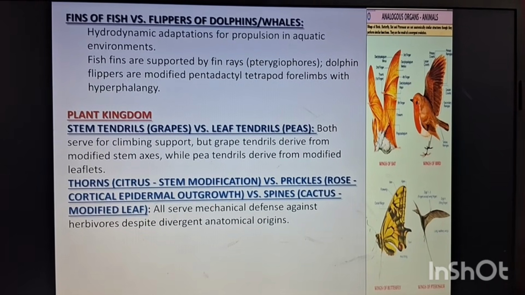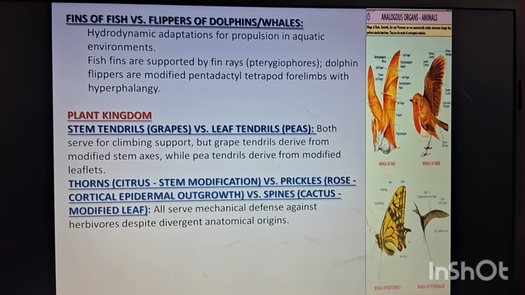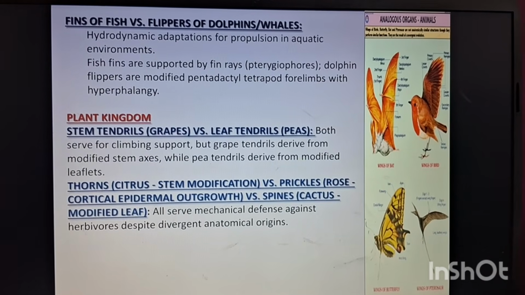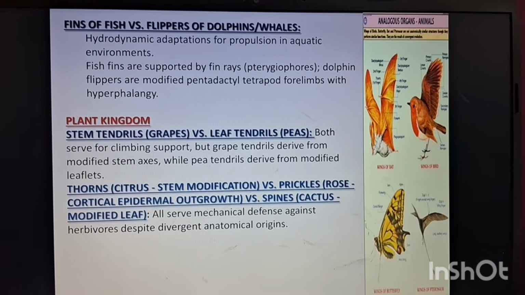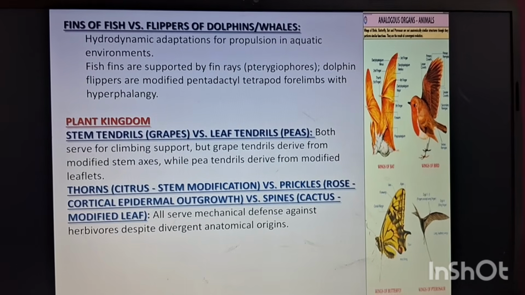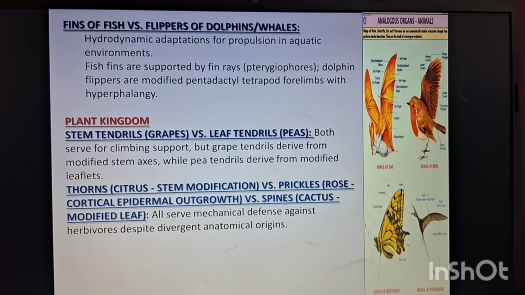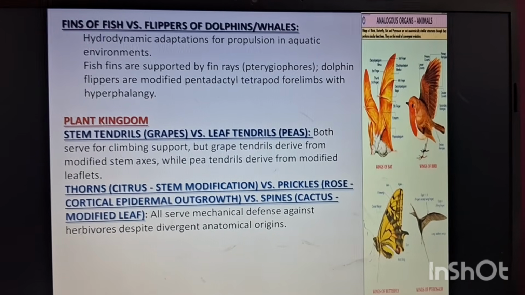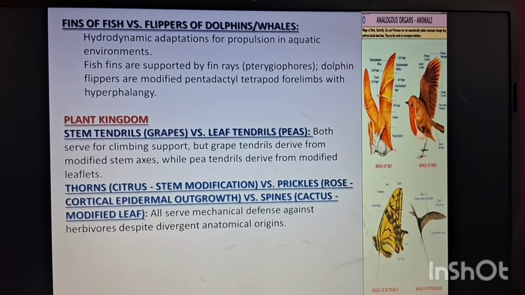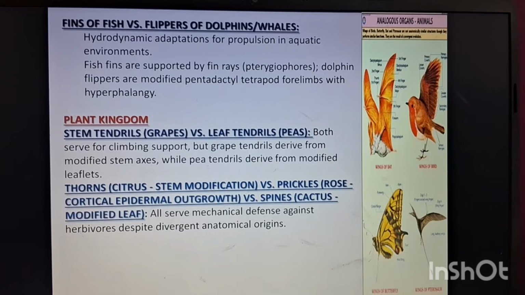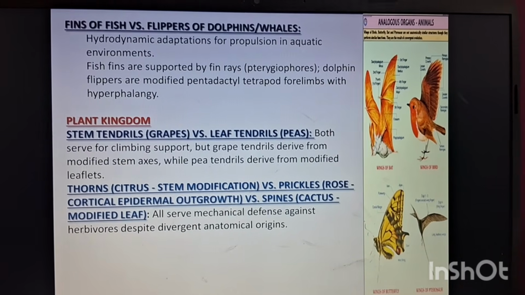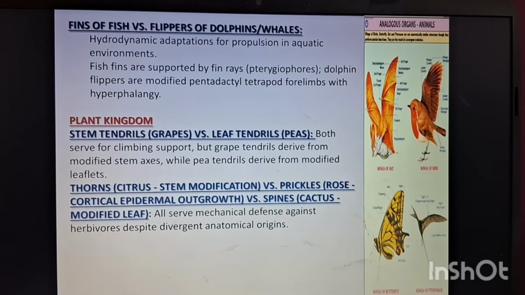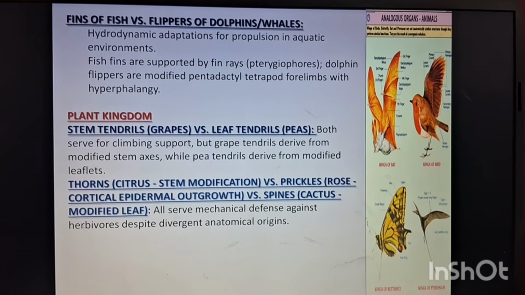Both serve for climbing support, but grape tendrils derive from modified stem axis, while pea tendrils derive from modified leaflets. Next, thorns, that is citrus stem modification, versus prickle, that is rose cortical epidermal outgrowth, versus spines, that is cactus modified leaf. All serve mechanical defense against herbivores, despite divergent anatomical origins.